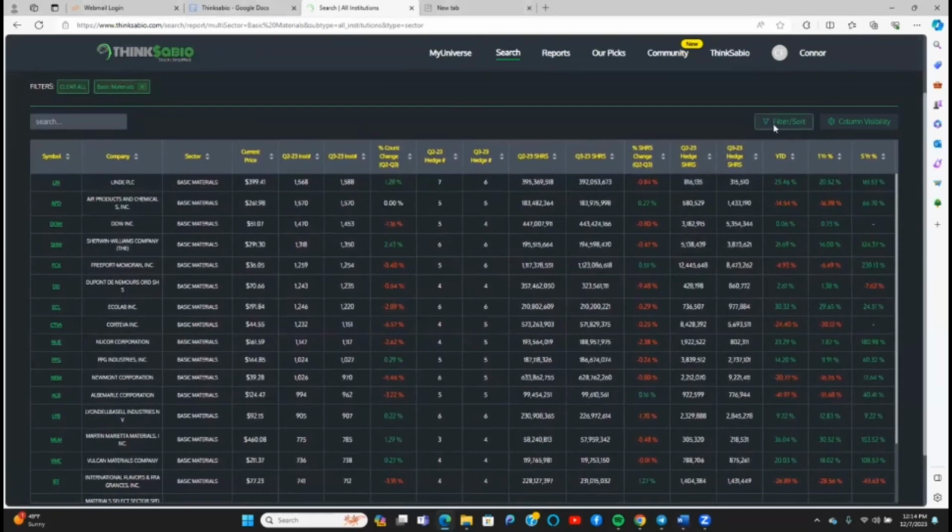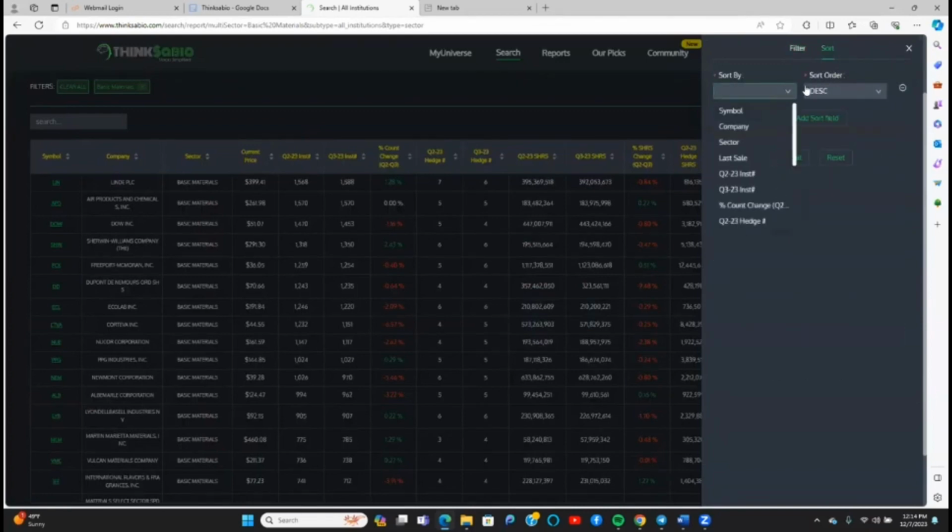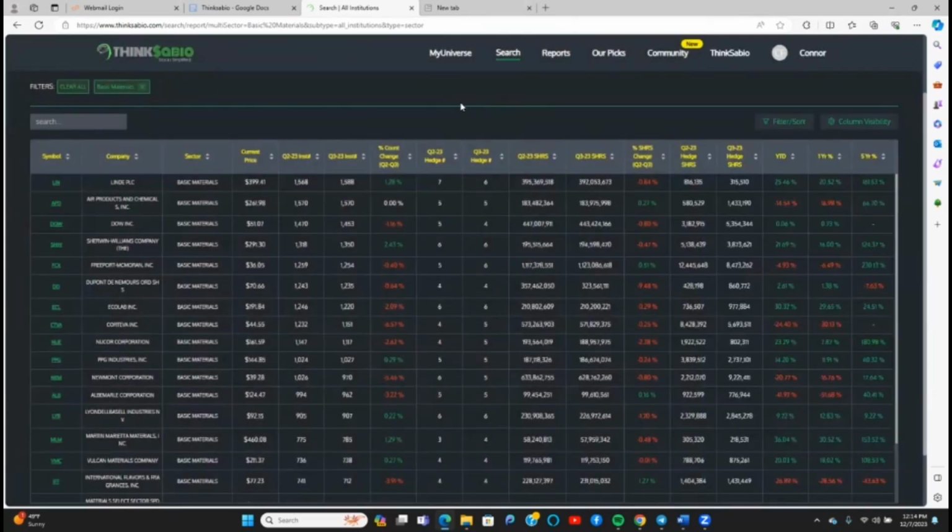So it gives you a lot of comprehensive information. And as always, you can filter based on specific values, and you can sort on a particular value. Like if you wanted to see which one had the highest current price or the highest volume, you could do that. So you can customize the view that way.